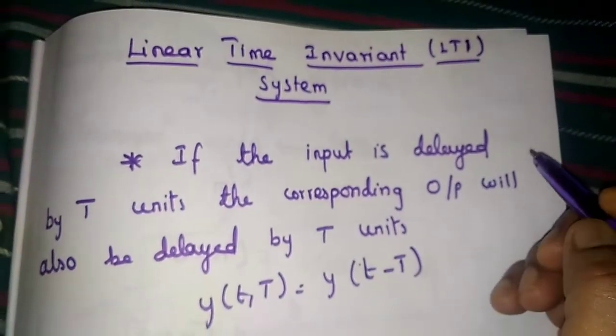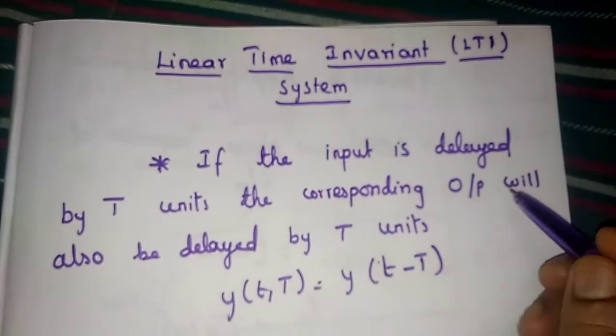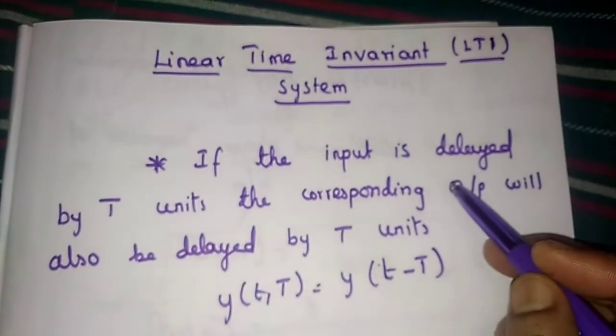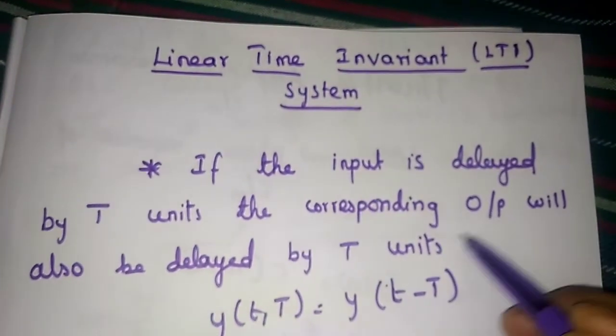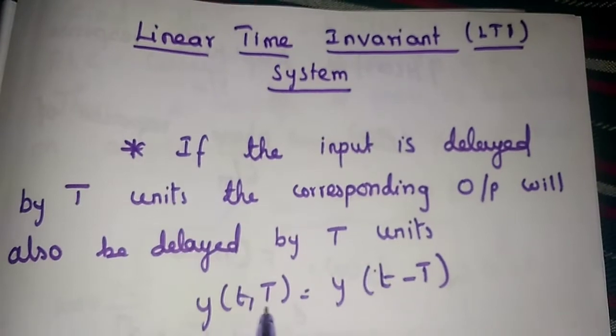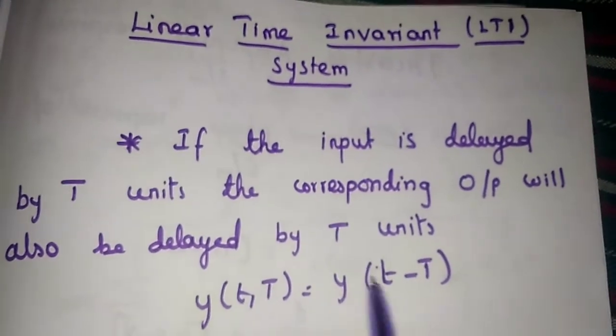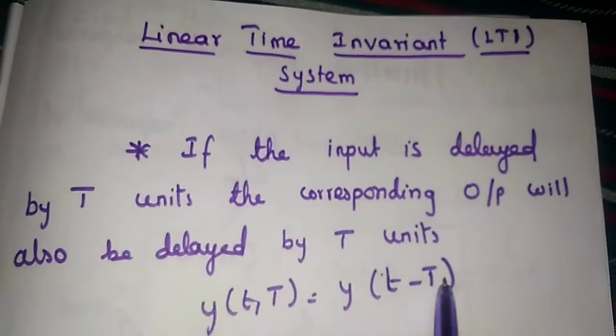In this video, we are going to see about the linear time invariant system. The definition of an LTI system is: if the input is delayed by t units, the corresponding output will also be delayed by t units. That is, y of t comma T, where T is the delayed time period, is equal to y of t minus T.